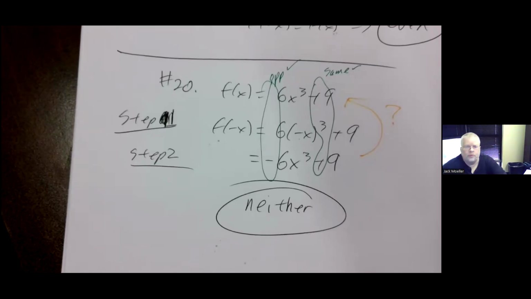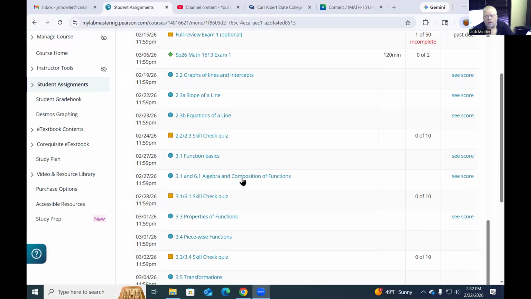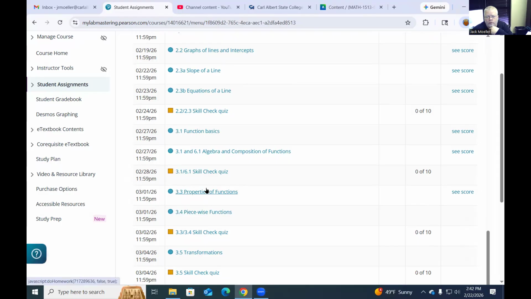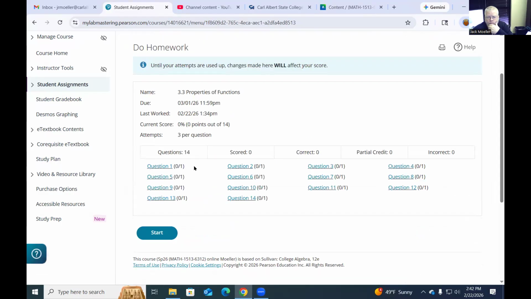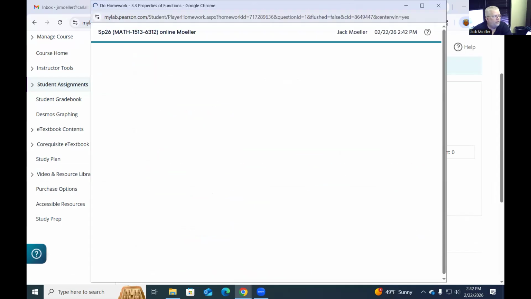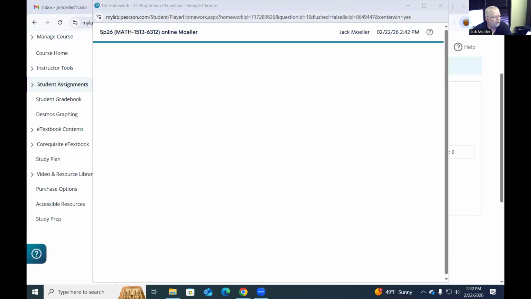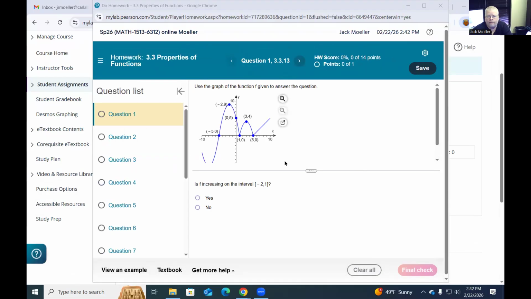Okay, so that is the lecture notes. Now let's go into MyMathLab, if there's anything else we need to talk about. Okay, so we are doing 3.3. Now this looks relatively short because there's only 14 questions. However, they really love their multiple part questions here. Not so much here, but you'll see it later.